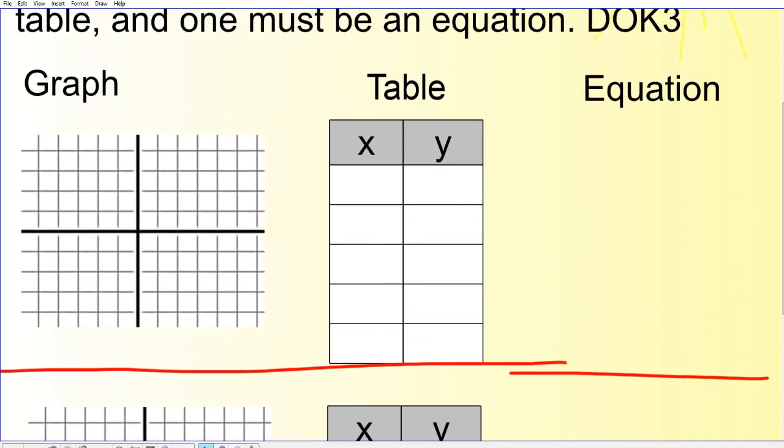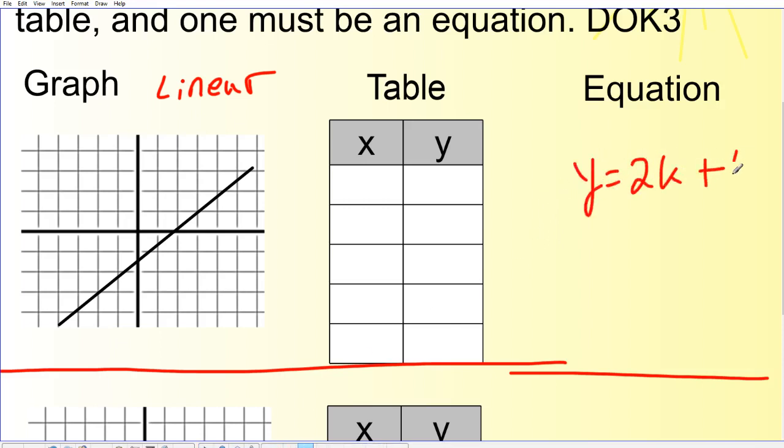Okay, so I'm going to take the whole top of this, these 3 here, and I'm going to make 3 that are all linear. So a graph of a linear function is a straight line. An equation of a linear function is something like y equals 2x plus 1. Okay, linear, linear.